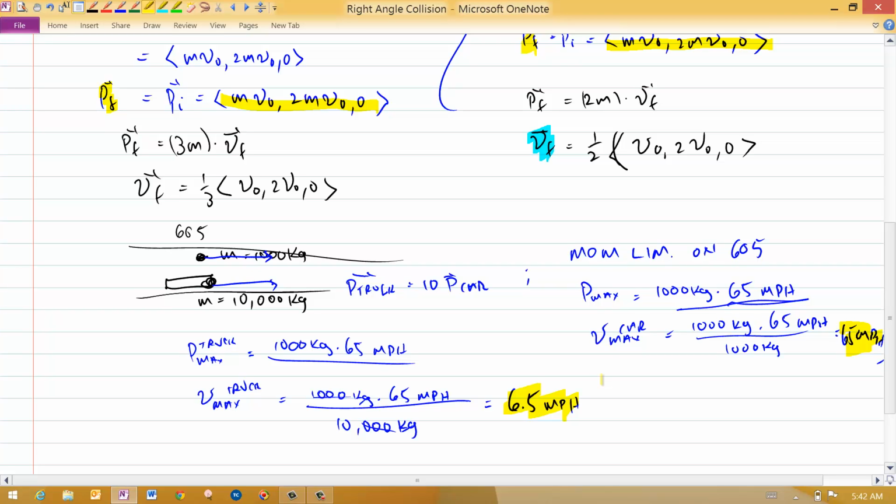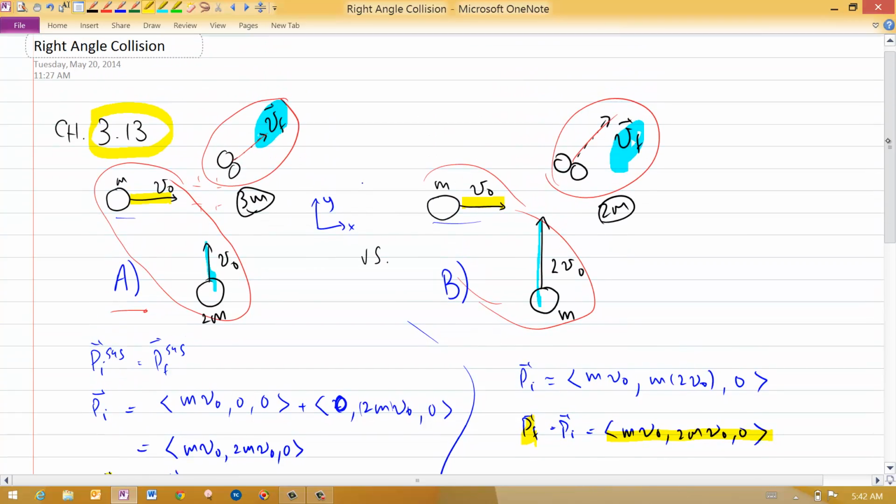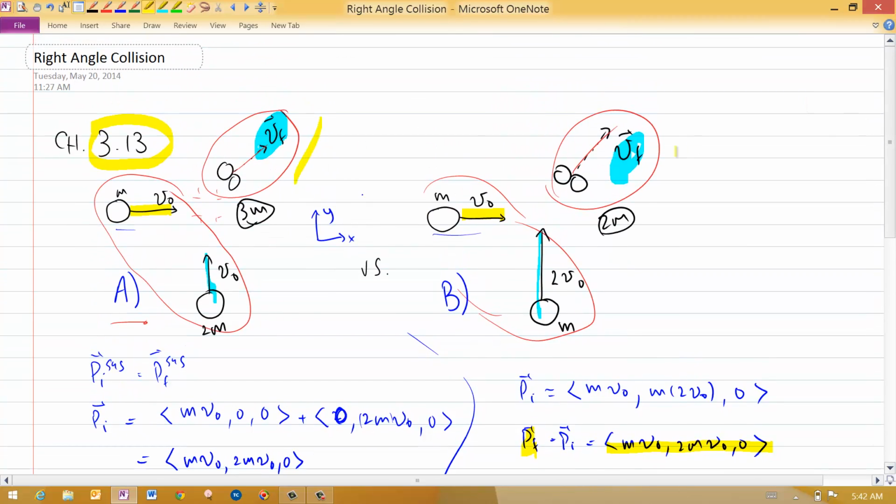And that's really to get at the difference between momentum and velocity. In the original collision here, these two systems had the same momentum, but this one has more velocity.